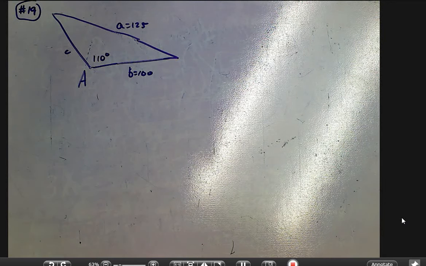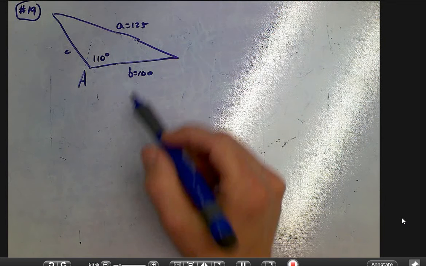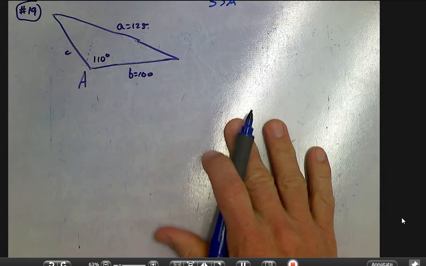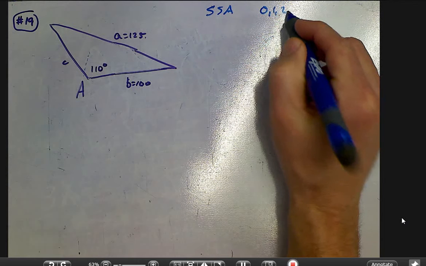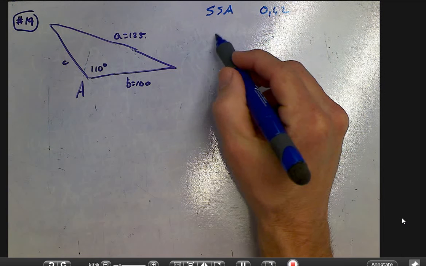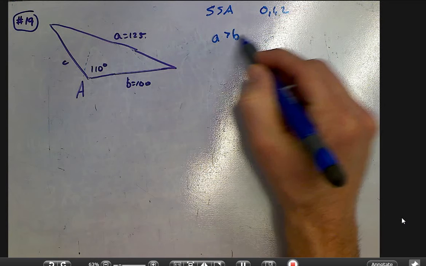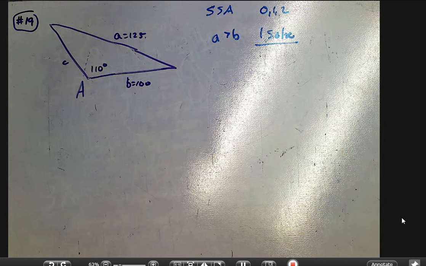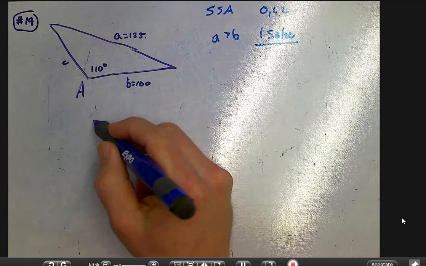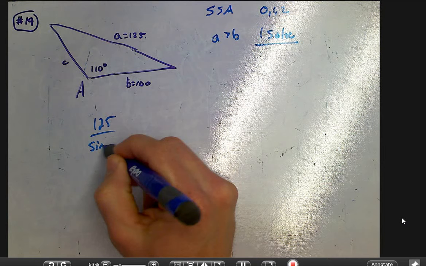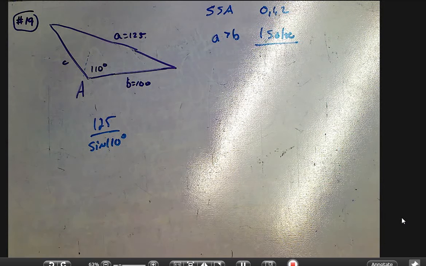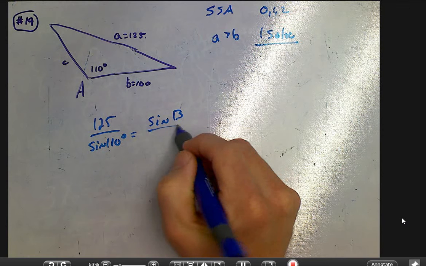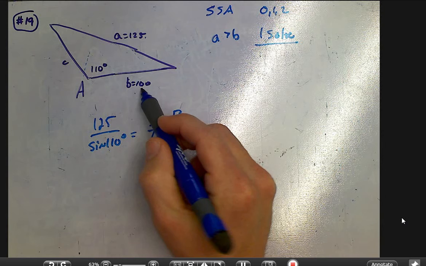Okay, on number 19, what I noticed is that I have a side and an angle not included, so that's SSA. That tells me 0, 1, or 2. And since A is greater than B, one solution is all I'm going to have. So I'm going to look for that one solution. So it's 125 over the sine of 110 degrees, because they're both A's, is equal to the sine of B over 100. Since you're given side B, you want to find angle B first.